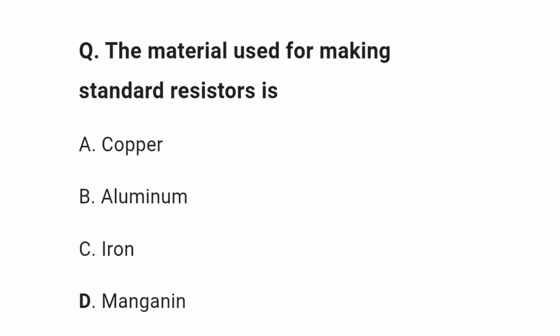Next question. The material used for making standard resistor is? Options are copper, aluminium, iron and manganin. The right answer is option D, manganin.